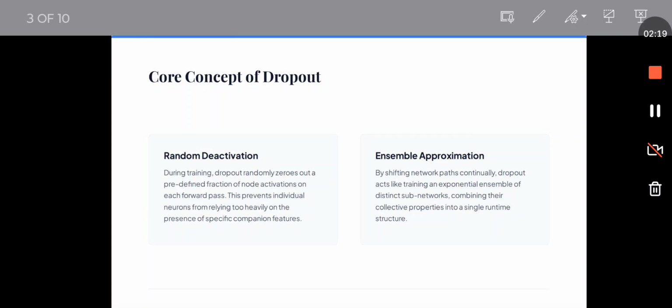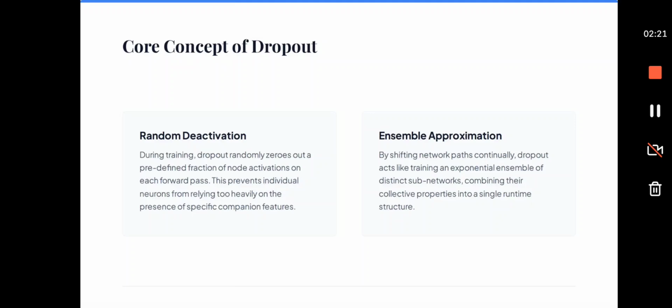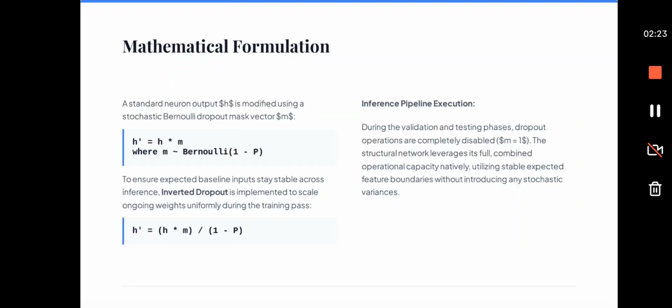Now let us look at the mathematical formulation of dropout. Mathematically, dropout uses a Bernoulli mask to randomly deactivate neurons. The neuron's output is multiplied using a dropout mask. During training, only selected neurons remain active. To maintain stability, inverted dropout scaling is applied. During the test and validation phases, dropout is disabled and the complete network is used. This helps the model produce stable and accurate predictions.